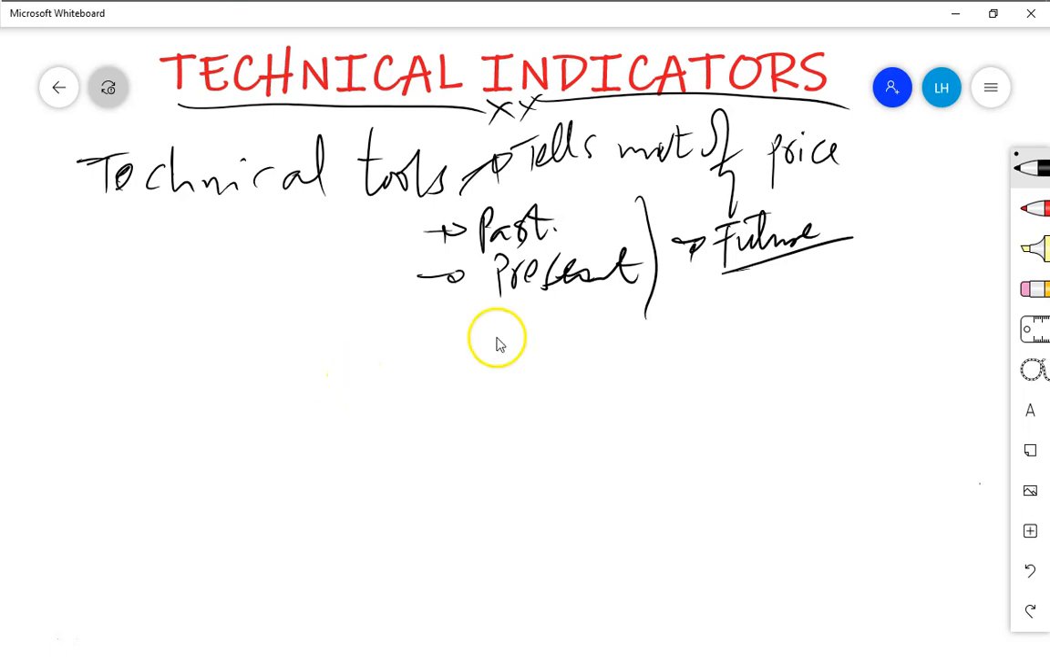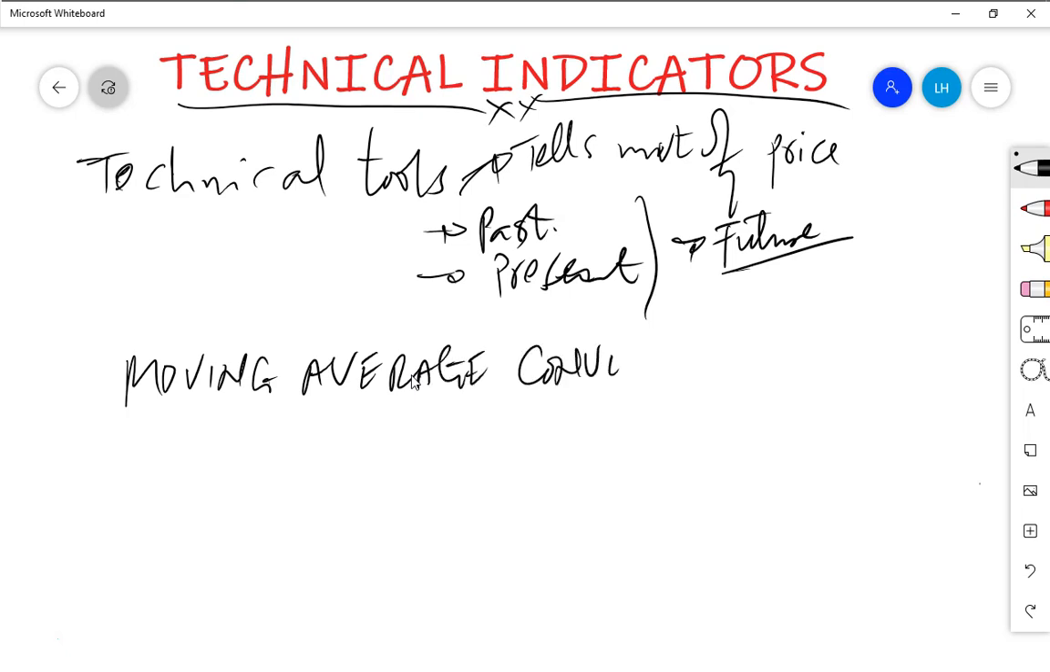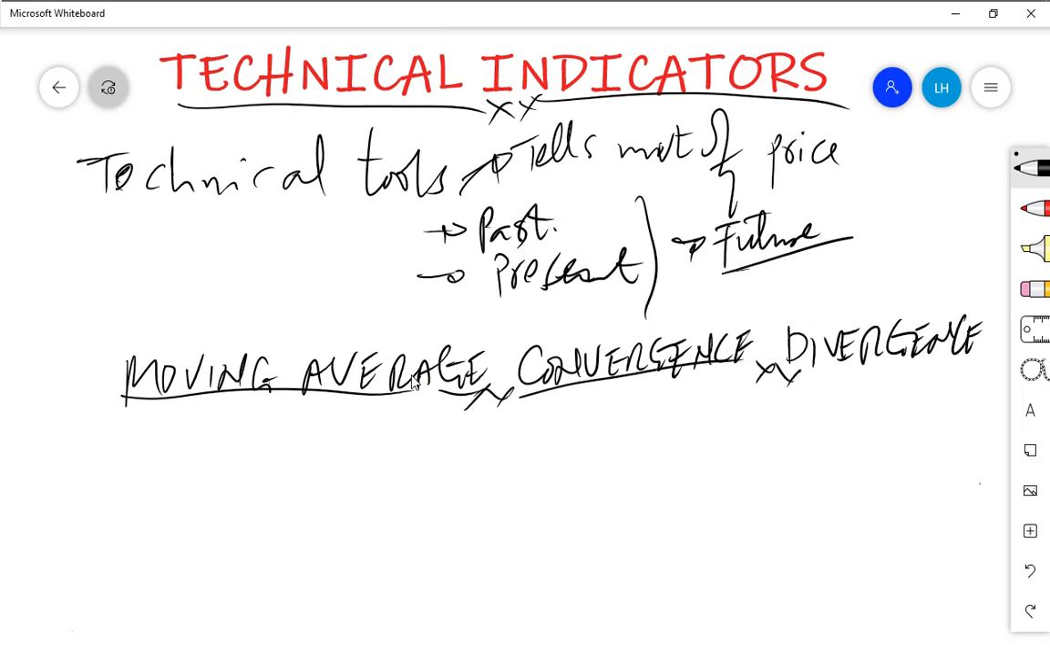But now let me go to my target. We have many indicators, but today I'm going to dig deep into the moving average convergence divergence.